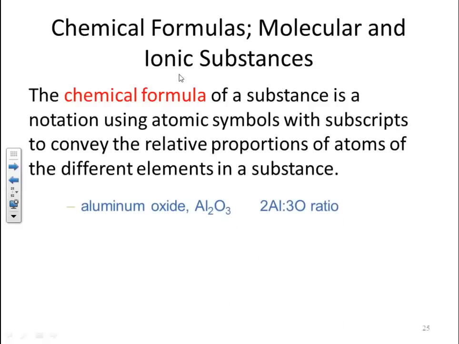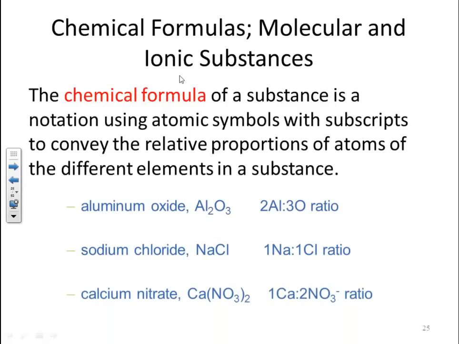Aluminum oxide, Al subscript 2, O subscript 3, basically tells us there's 2 aluminum atoms for every 3 oxygens. This is the ratio, so a 2 to 3 ratio. Sodium chloride, there's a 1-to-1 ratio between the atoms of sodium and chlorine in sodium chloride.